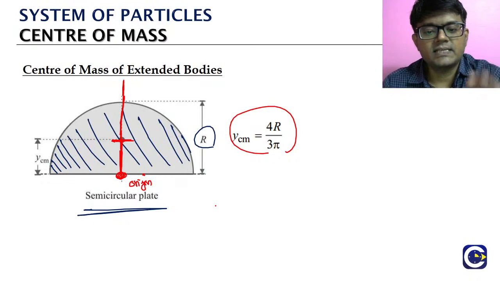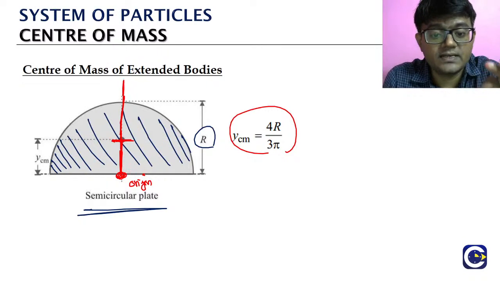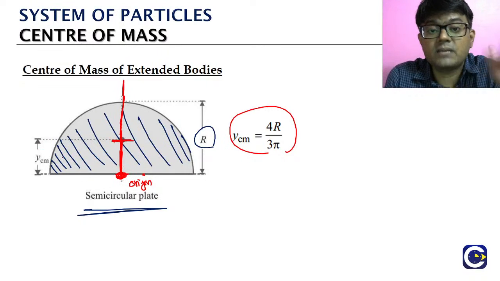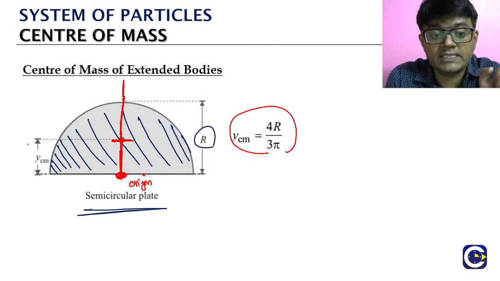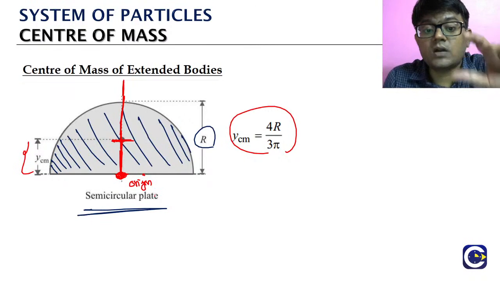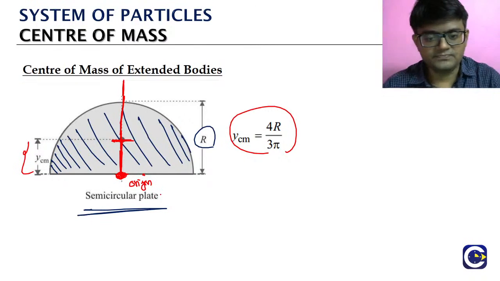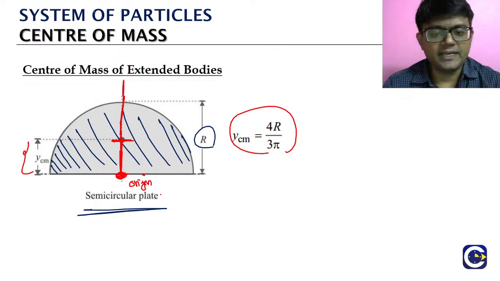So what is the center of mass of the semicircular plate location from the origin? So எங்கல இருந்து நம்ம measure பண்ணனும் சொல்லிட்டு அதையும் நம்ம கேர்ஃபுல்லா இருக்கணும். What is it? The distance from the origin is what? 4r by 3 pi. This is for the semicircular plate.